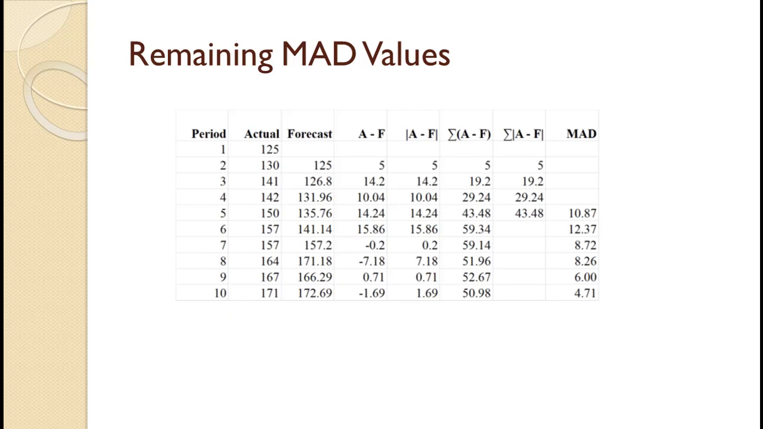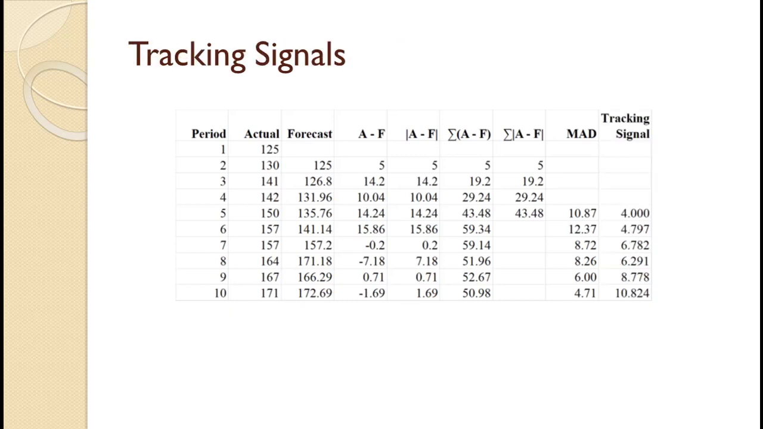For period 8, the MAD equals 8.72 plus 0.30 times the quantity, the absolute value of negative 7.18 minus 8.72. That equals 8.26. For period 9, the MAD equals 8.26 plus 0.30 times the quantity, the absolute value of 0.71 minus 8.26. That equals 6.00. For period 10, the MAD equals 6.00 plus 0.30 times the quantity, the absolute value of negative 1.69 minus 6.00. That equals 4.71.